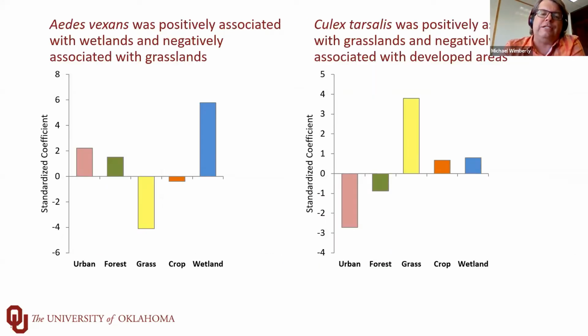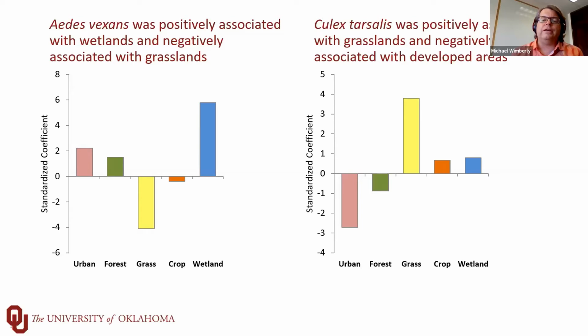And I'm going to skip over the details, but these are the key results. If we can derive some standardized numbers that tell us how strongly each one of these land cover types is associated with each species, it turns out that the associations are really, really different. Aedes vexans, we tend to find in wetlands and not so much in grasslands. So the wetlands in this area are going to be lower lying, very flood prone areas, which again makes sense for a floodwater mosquito.